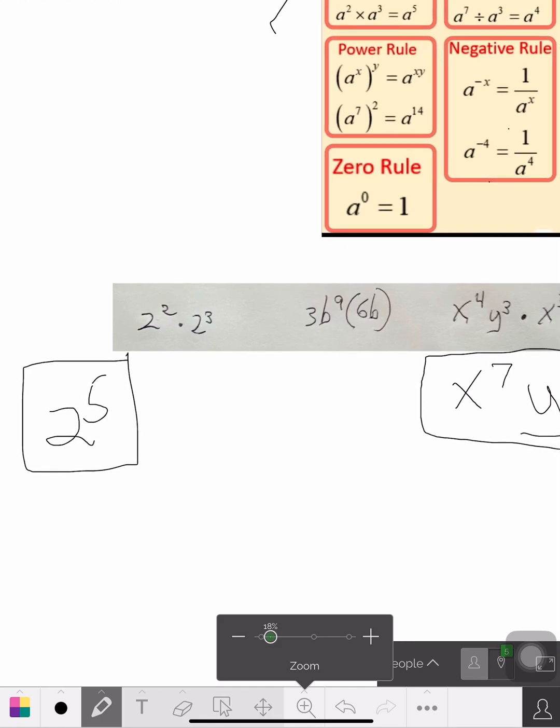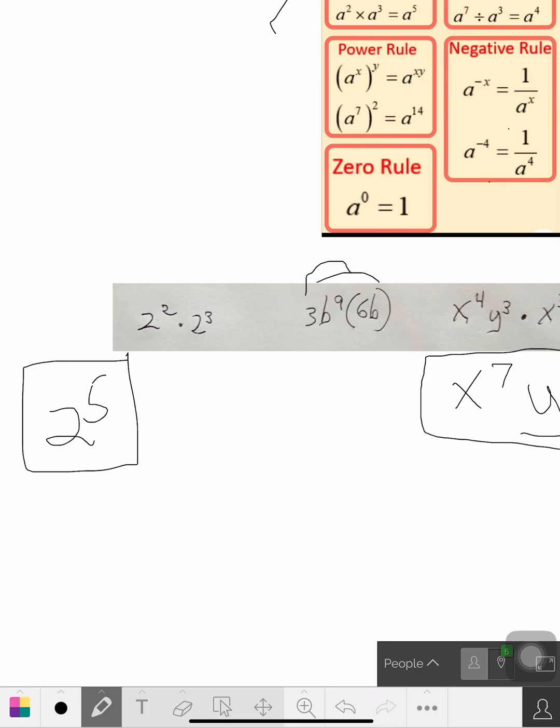Now, the next one's a little different because they put brackets around it. The brackets insinuate you got to do the multiplication. You got to multiply this times this, so both of these got to be multiplied together. So 3 times 6 is 18. Now the next one, b to the 9th times b to the first. Don't forget, if it doesn't have an exponent, it means it's to the first. So it says you add them, so it's going to be b to the 10th. And that's all there was to that. But you see how that worked?